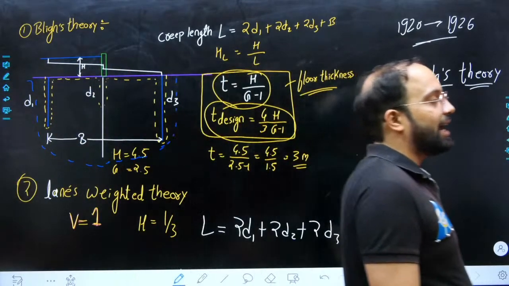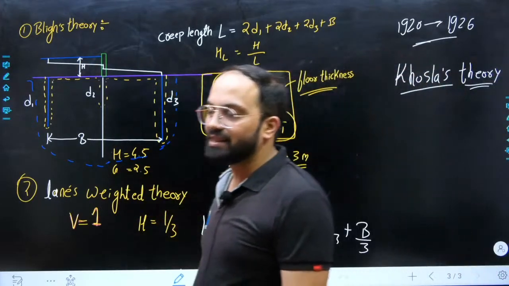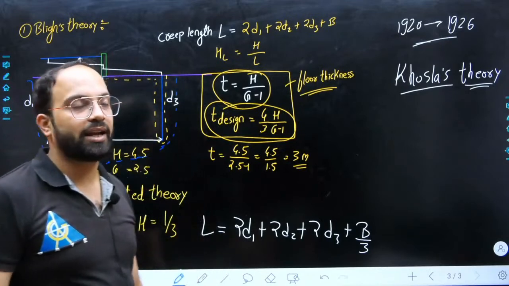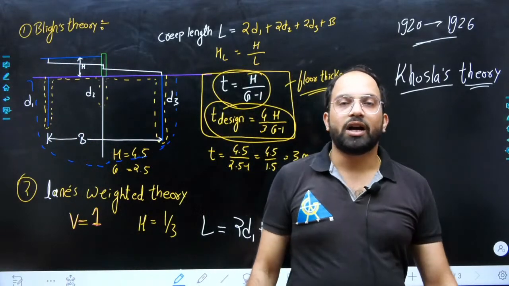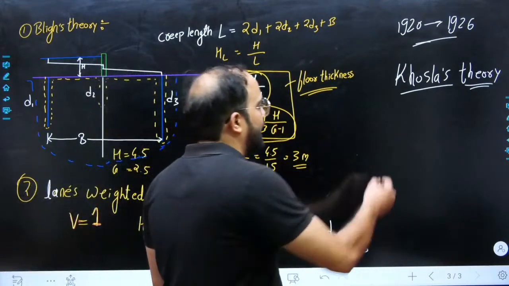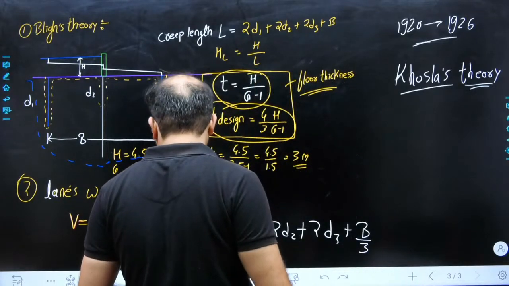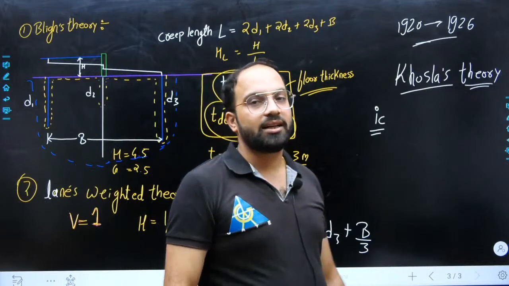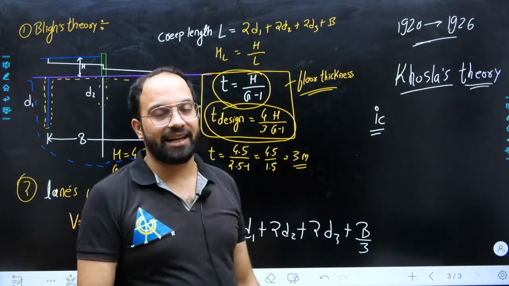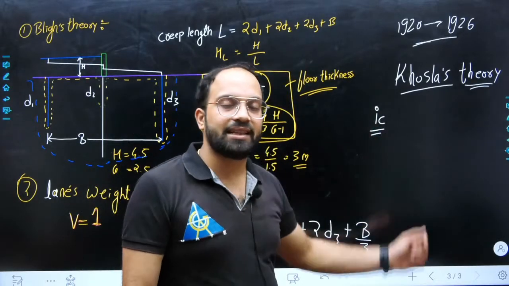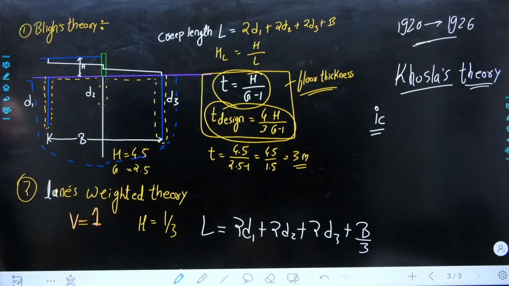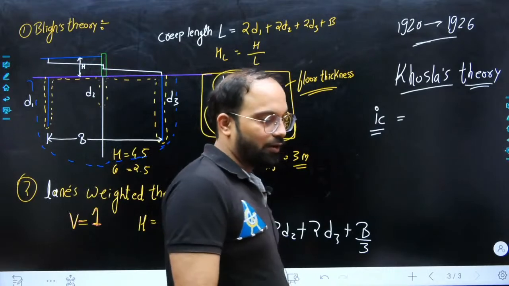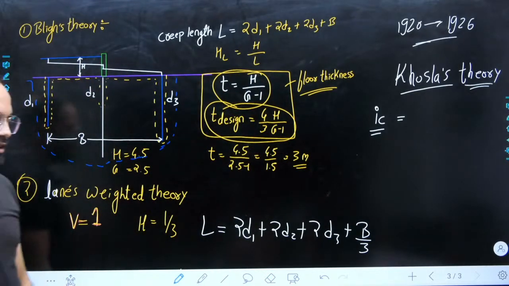And he introduced the exit gradient. If the exit gradient is more than the critical gradient, our weir will fail. So tell me, how do we calculate the critical gradient? What is the formula for critical gradient? You already studied it in the soil subject.